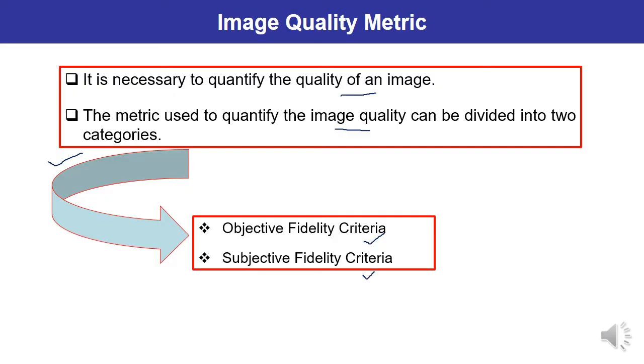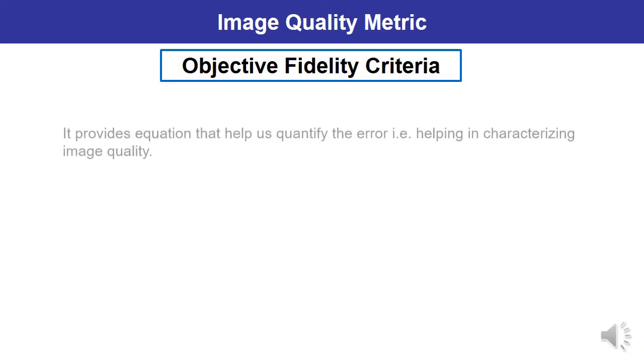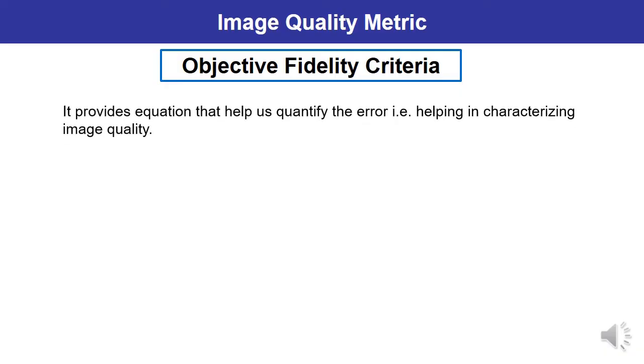Now you have to understand these criteria in detail and how they are applied to image quality measurement. First is objective fidelity criteria. To understand this, the criteria actually provide an equation, and this equation helps us to quantify the error that helps in characterizing image quality.